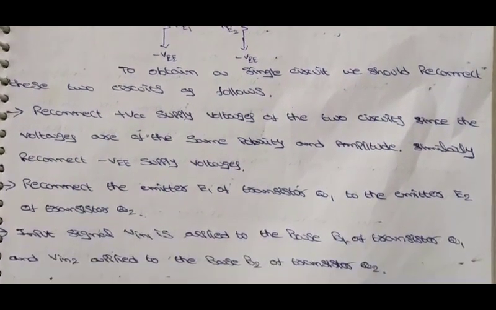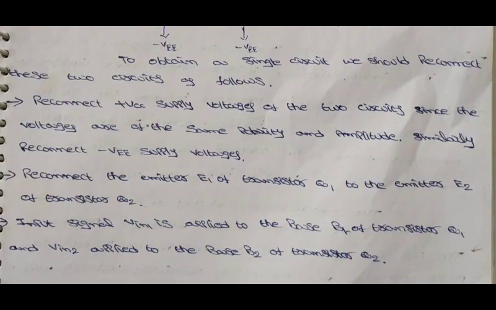Next, to obtain a single circuit, we should reconnect these two circuits as follows. Here we are using two emitter biased circuits, but we need to connect them into a single circuit, and for that we need to follow some rules. What are those? First, reconnect the plus VCC supply voltages of the two circuits, since the voltages have the same polarity and amplitude. Similarly, reconnect the minus VEE supply voltages.